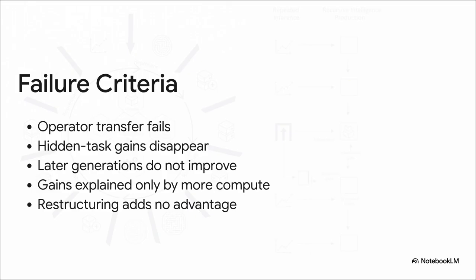Importantly, if later generations stagnate and fail to become systematically better improvers, the architecture has failed. Most crucially, if the empirical gains are explained only by the sheer injection of more compute, or if full productive restructuring adds zero statistically significant advantage over governed recursion alone, then the proposed mechanism is effectively invalidated. Further empirical validation is necessary to continually probe these boundaries.